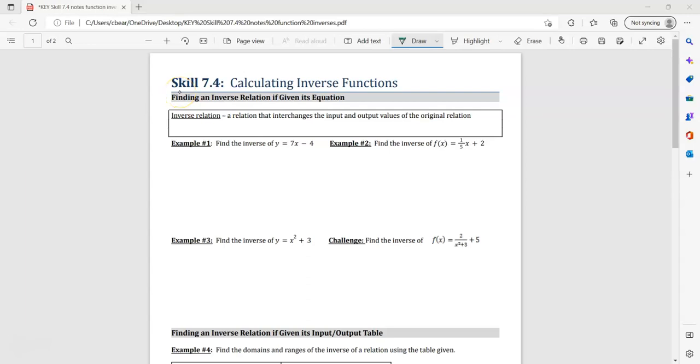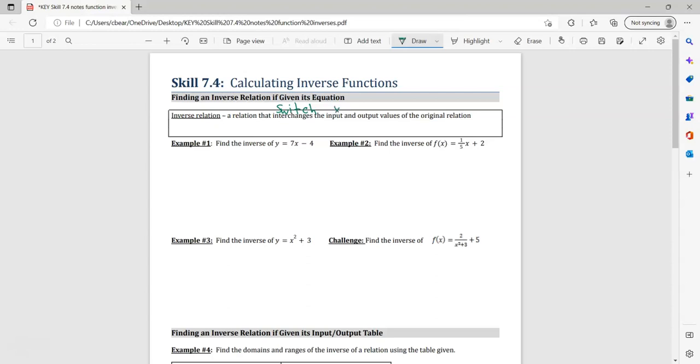Hello, this is Skill 7.4, and in this lesson we're going to talk about inverse functions, or more generally just inverses. So a definition is that an inverse relation is a relation that interchanges the input and output values of the original relation. Interchange is just a fancy way to say switch around.